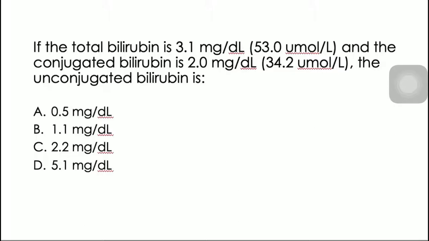Yung unconjugated bilirubin naman po, so again, subtract lang po natin, madali lang, no? So, 3.1 minus 2, we have your 1.1. So, we have letter B, 1.1 milligrams per deciliter because basically, total bili is equal to direct plus indirect bili. So, indirect bili is total bili minus your direct bili. Okay? Parang sa protein lang din, no? We have your total protein is equal to albumin plus globulin. So for us to obtain the globulin amount, we are subtracting albumin from your total protein, no? For us to obtain your globulin measurement.